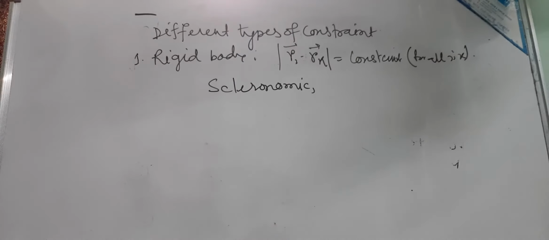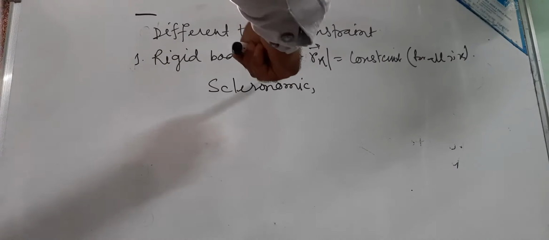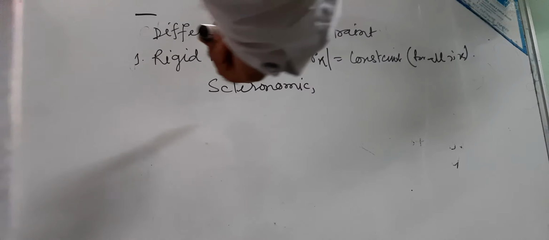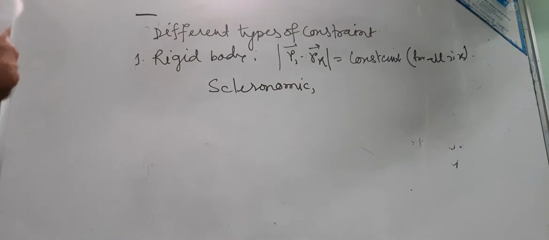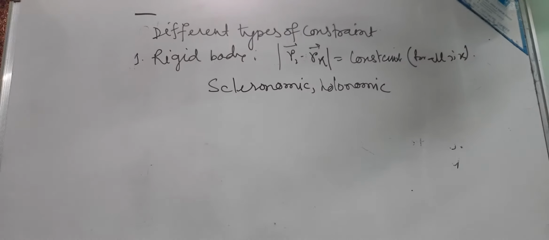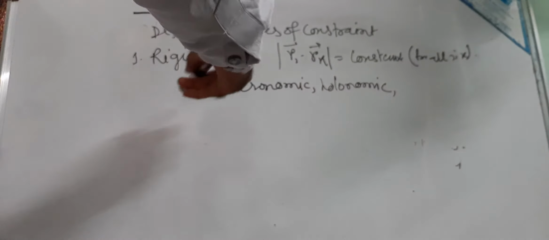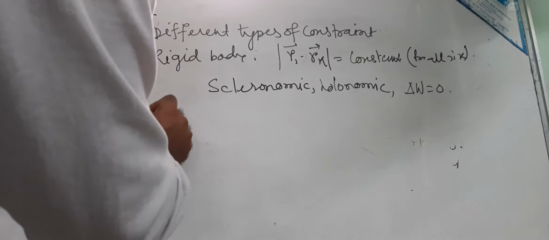That is, it does not explicitly depend on time, because the distance between two particles remains constant, so it doesn't have any time dependence, so it is scleronomic. And it is holonomic because it is written as a function of r1, r2 and t equal to 0. This is scleronomic and holonomic, and the work done in this case is equal to 0 in the case of the rigid body.